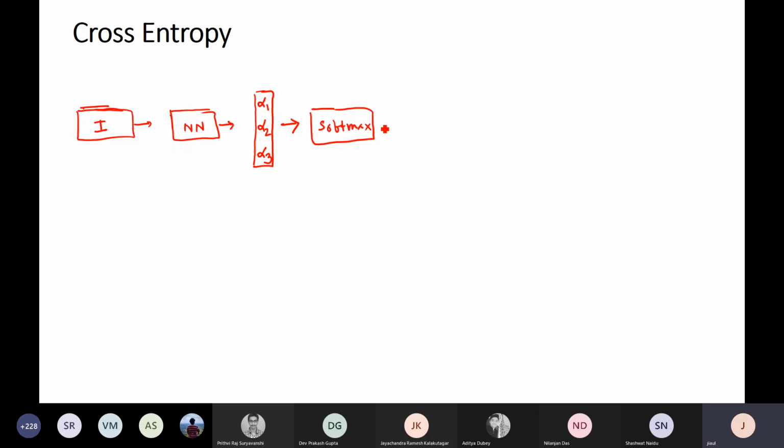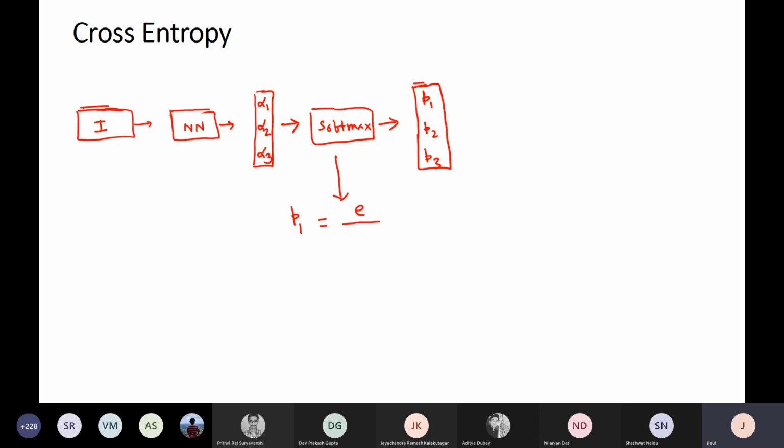So after applying softmax, the purpose of softmax is essentially to convert these numbers into a probability distribution. Okay. So after getting this, what you can do is something like this. You are going to get P1, P2, and P3. Okay. So how are you getting this P1? So P1 here, softmax is something like this.